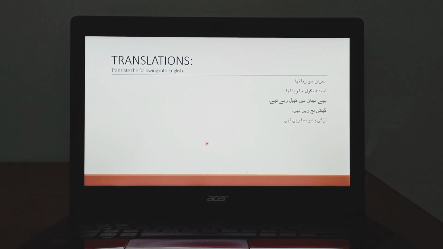You have to translate these sentences into English, then change into negative and interrogative. Now the exercises are ended here.